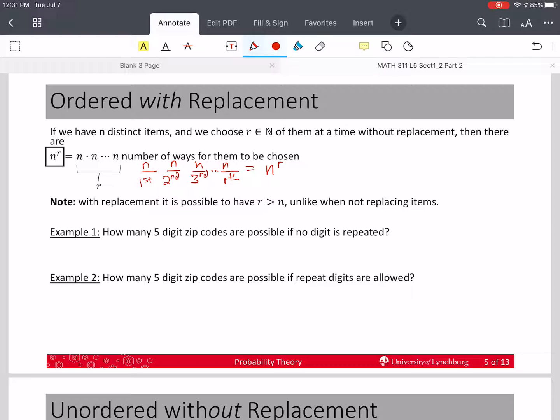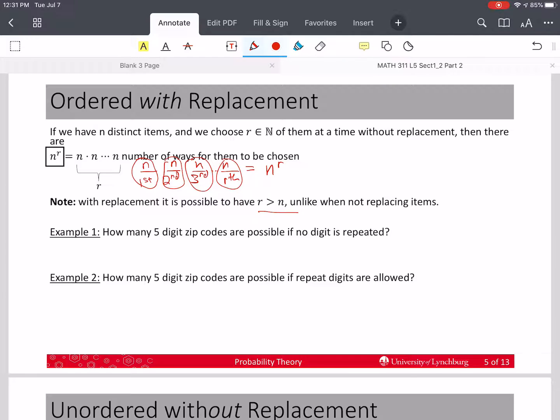And with replacement, notice that it is possible to have r exceed n. Now, we can't do it all at once, of course, because we can only choose a maximum of n items. But if we're doing it as an individual draw, which we can always think of it as, then we can end up with more than n of these selections. Now, let's do an example or two.